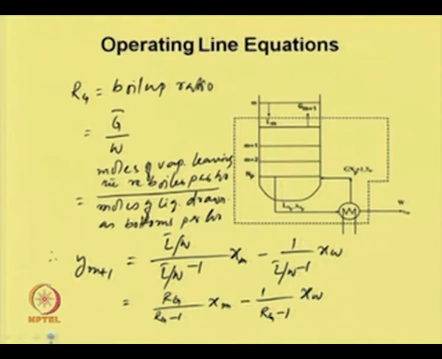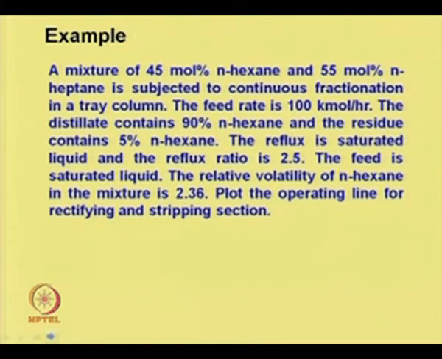Now, let us take a simple example. A mixture of 45 mole percent n-hexane and 55 mole percent n-heptane is subjected to continuous fractionation in a tray column. The feed rate is 100 kilomole per hour. The distillate contains 90% n-hexane and the residue contains 5% n-hexane. The reflux is saturated liquid and the reflux ratio is 2.5. The feed is saturated liquid. The relative volatility of n-hexane in the mixture is 2.36. Plot the operating line for rectifying and stripping section.